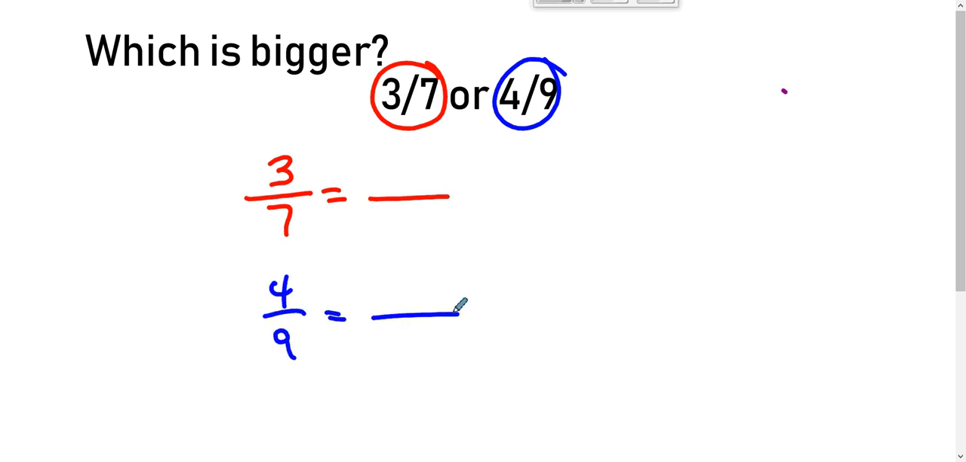If we're going to compare them, we need a smaller kind of strip that can relate to the 7 and also to the 9. We don't care if they can relate to the 3 and the 4. We care that they can relate to the 7 and the 9. We're going to break the 1/7 strip into smaller strips and the 1/9 strip into smaller strips. So we need a number that 7 goes into, that 9 also goes into. And I think the smallest one that does the job is 63.